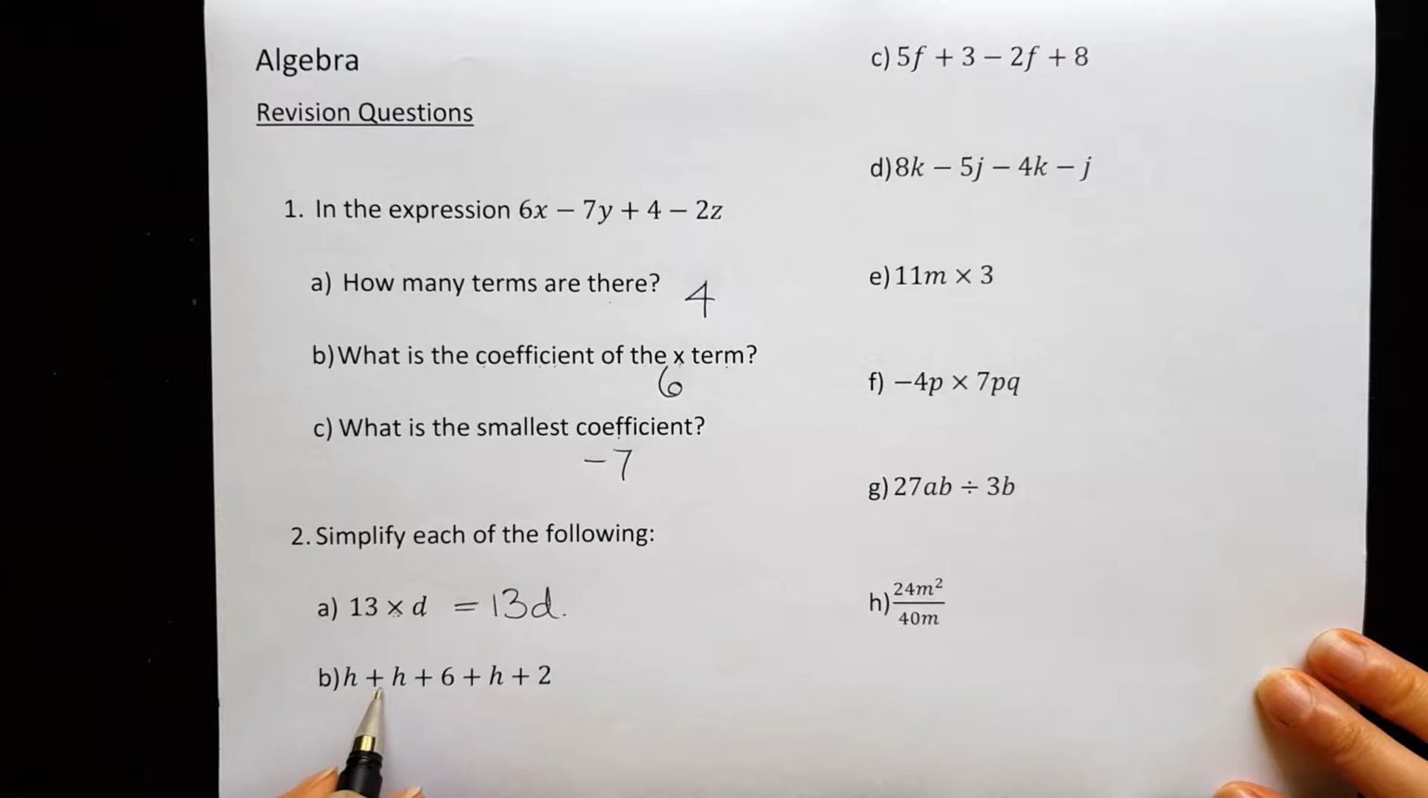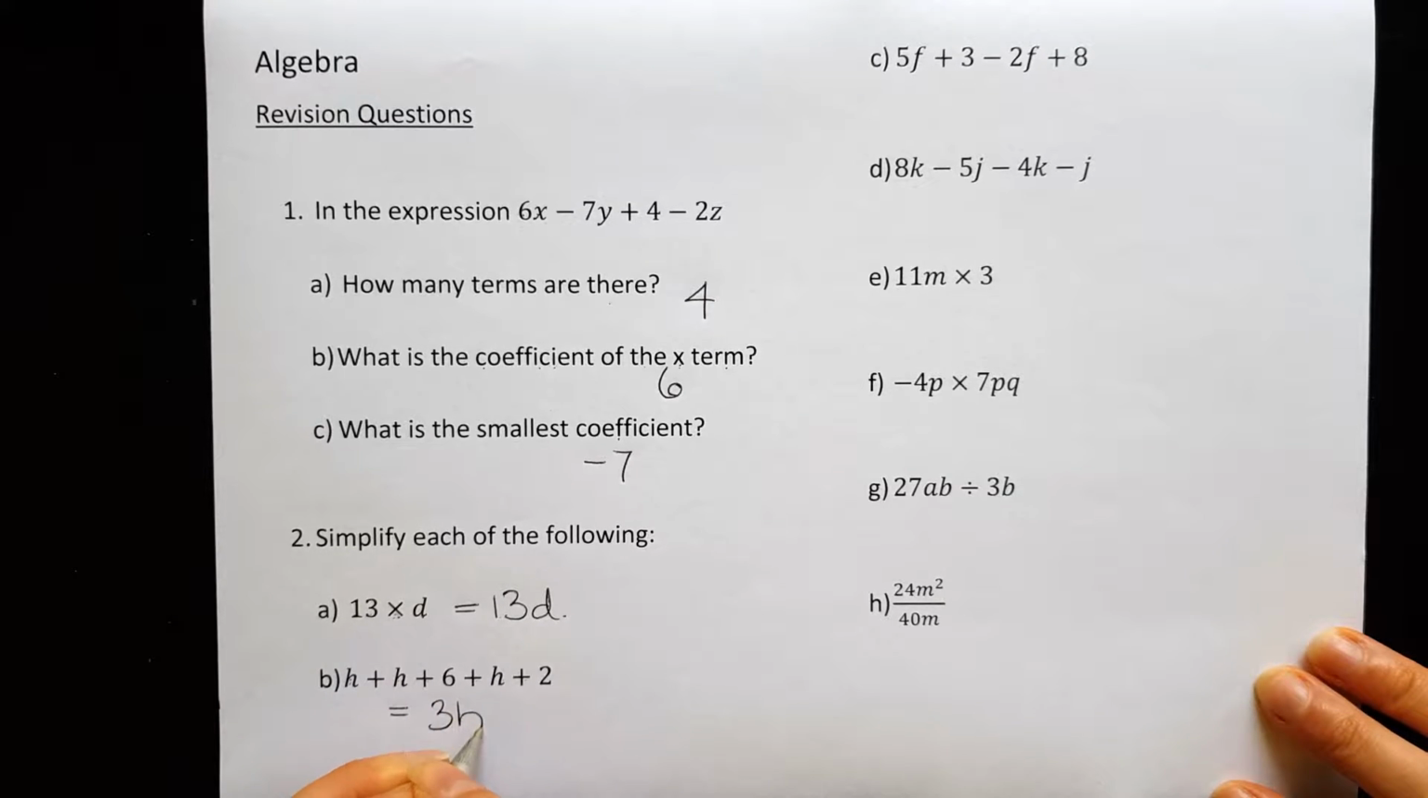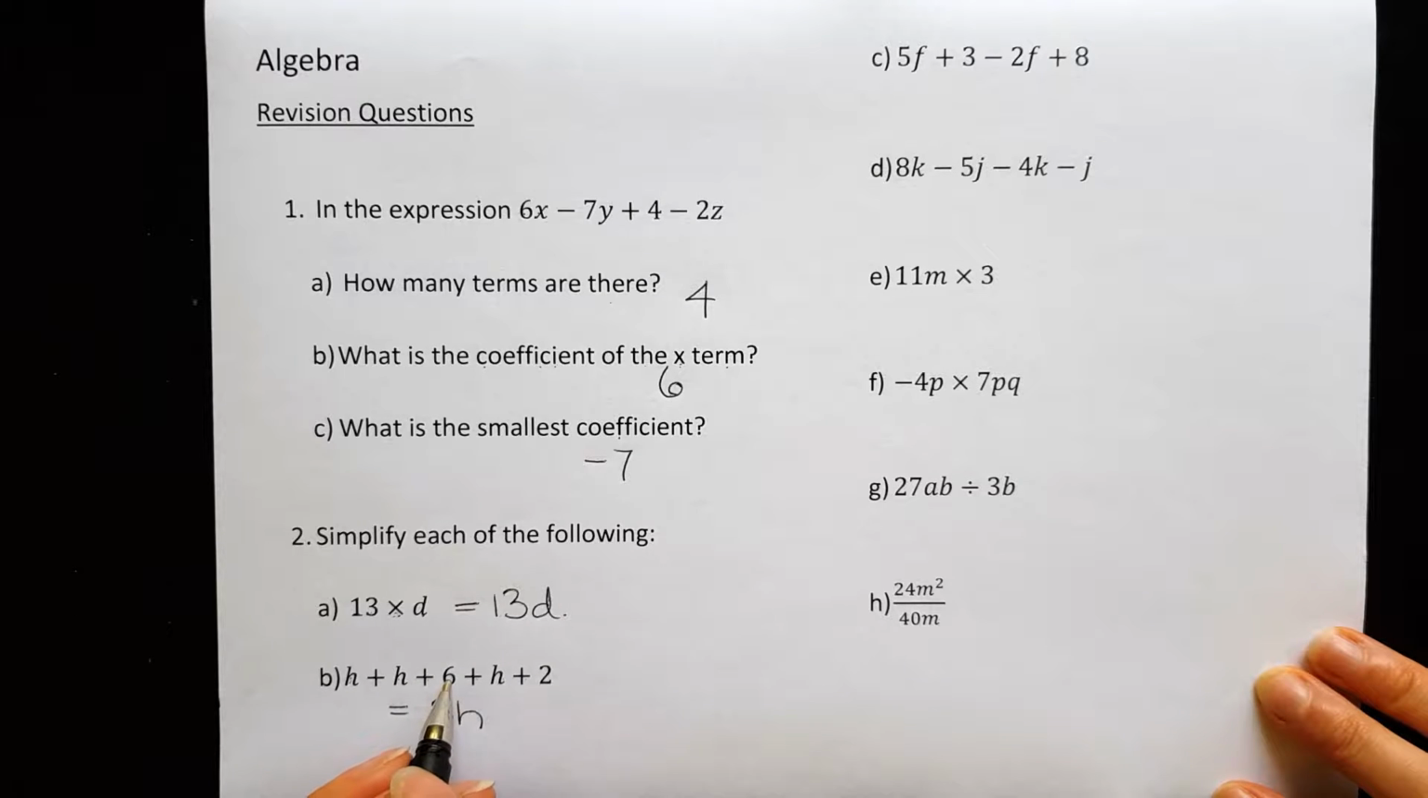For b, we want to simplify this. There's a lot of addition symbols in here. We want to simplify that by adding together the like terms. Now, h's, if there's all h's here, h plus h and another h there, they are like terms. So there is 1, 2, 3 of them. So that will make 3h. And we can add the numbers that don't have a h with them, our constants. We can add those together. 6 plus 2 is a positive 8. So that all simplifies to 3h plus 8.